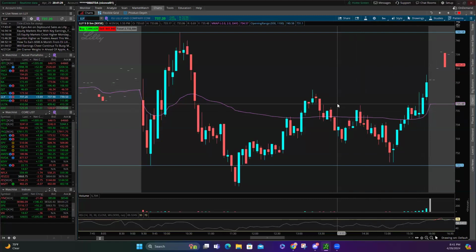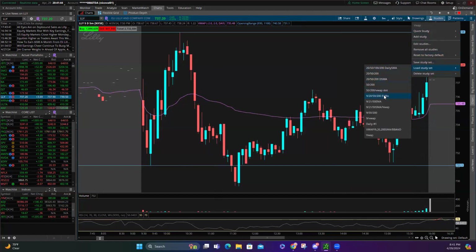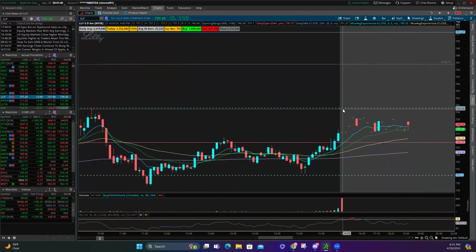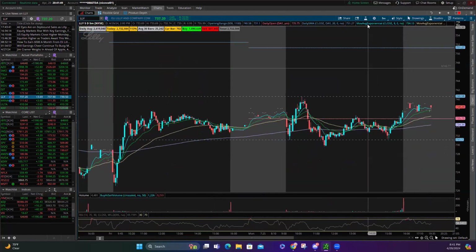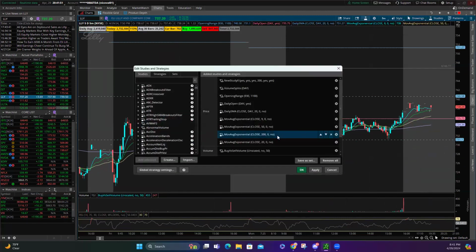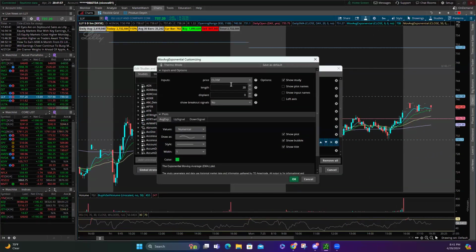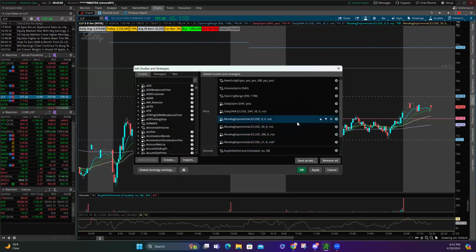Which of the EMAs from the past classes do you want again? My preferred EMAs, guys, are the 9, the 21, and the 250. I was using the 20, but I'm changing it, so I'm using the 21.